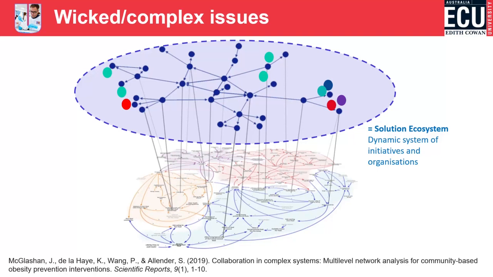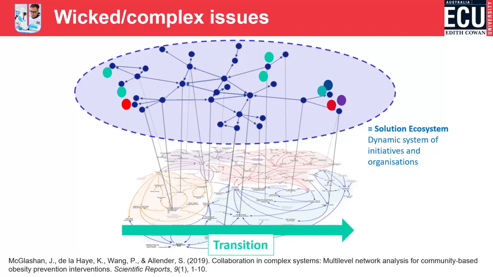And this is an adaptive system that changes of initiatives and organisations. And the aim is to transition this system towards an even more effective way of supporting the issue in the place. So for us, the issue is food security and the place is each Western Australian region.